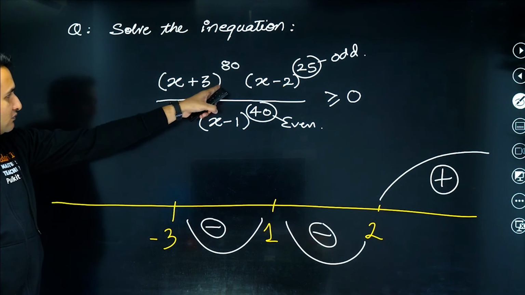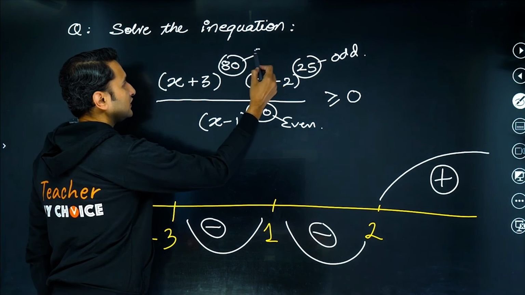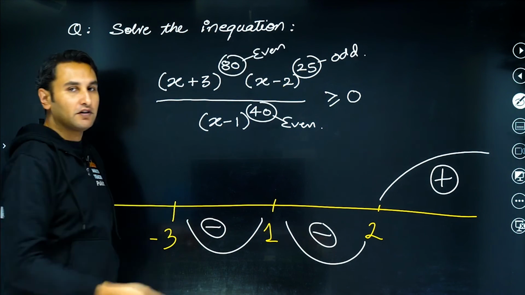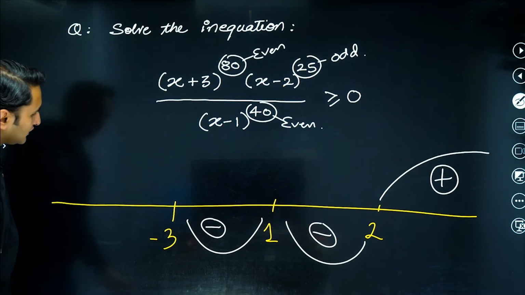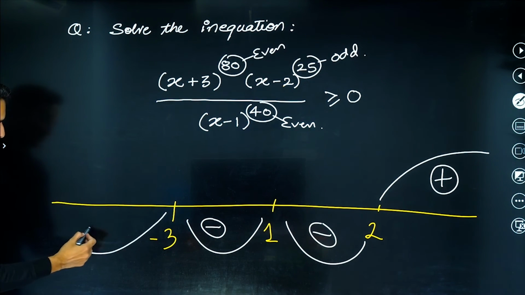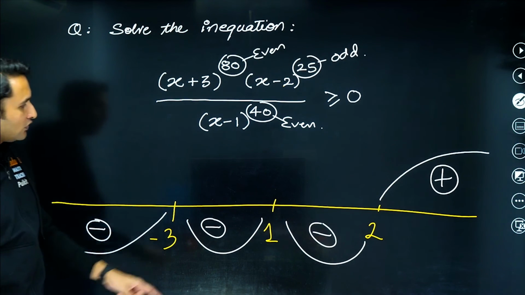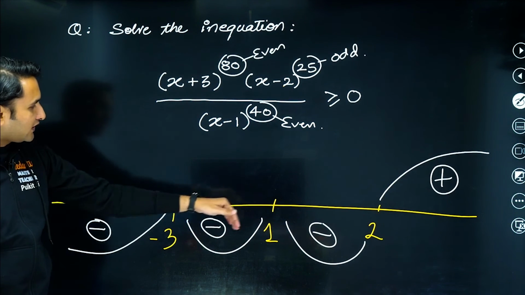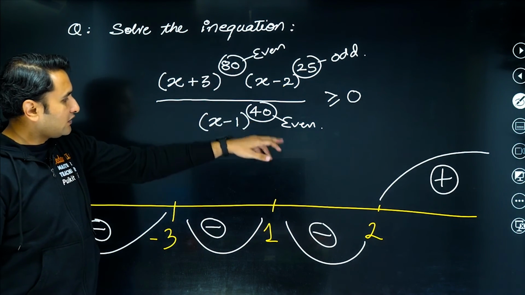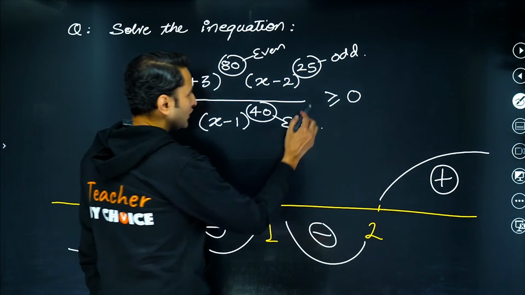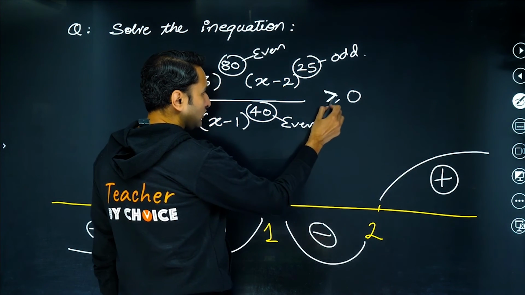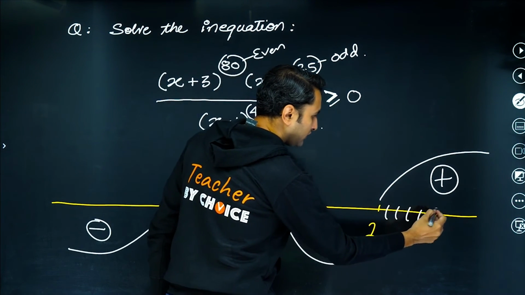Minus 3, power is even. See, such huge powers, I don't care. I only care about even and odd. It is even, so the sign will continue. Here also even, the sign is continuing. You want it greater than equal to 0. Beautiful. This portion only.